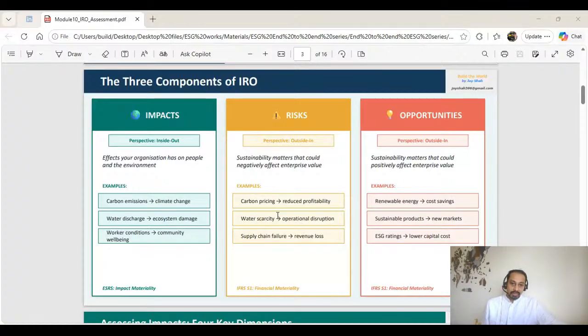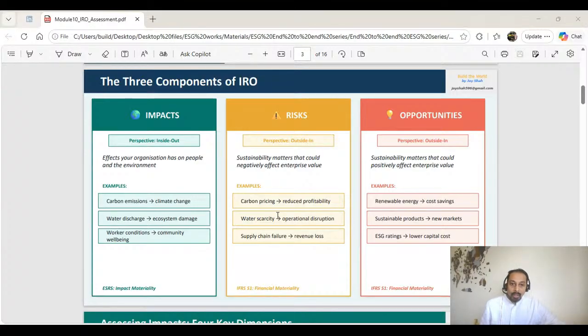So notice the direction has flipped. We are not talking about your effect on the world. We are asking what the world is doing back to your organization. So this is outside in, where sustainability conditions and trends in the external environment flow inwards and affect your enterprise value.